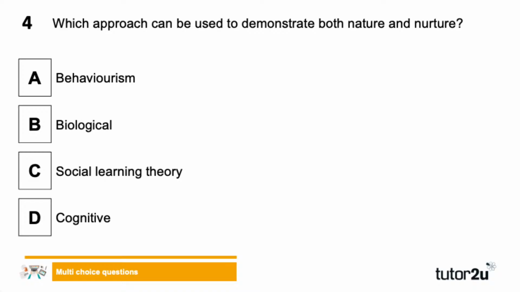All right, number 4. Which approach can be used to demonstrate both nature and nurture? A, B, C, or D? We've got some D. Confused potatoes said D. Ella's D. Dan's D. Mercutio's D. All right, let's see. Well done. That's great stuff. Does anyone know why, though? Anyone know why that could demonstrate both nature and nurture?